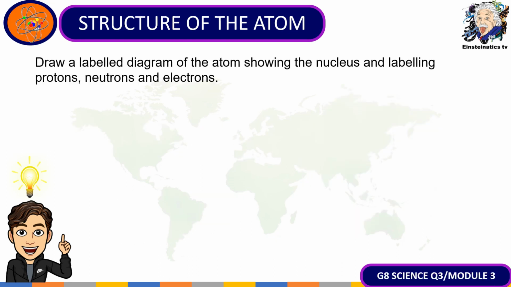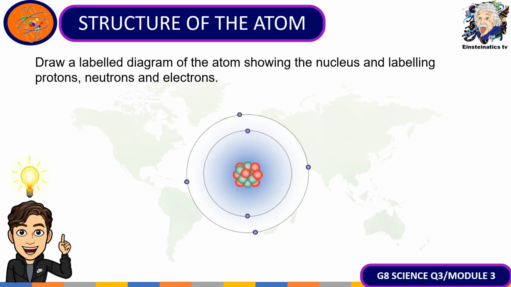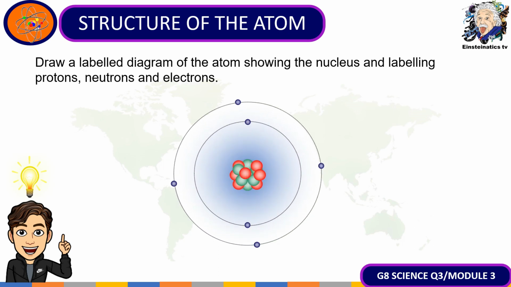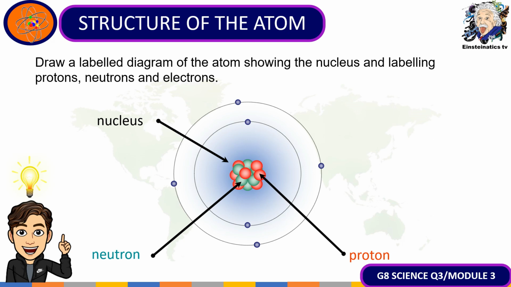So if we are going to create a diagram and identify kung ano yung mga positions ng subatomic particles, it would look like this one. So remember na yung core or the central part of the atom known as the nucleus, anong kumukompose sa kanya? Then it is composed of a neutron and a proton. How about those particles na nasa paligid ng nucleus? It is called electron.